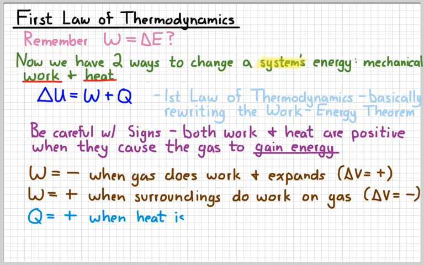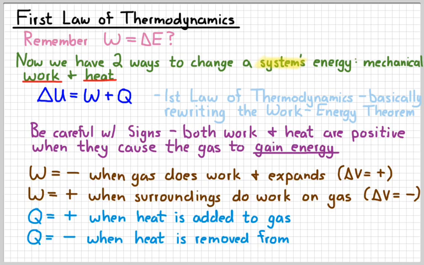Q, or heat, is positive when heat is added to the gas, like when we heat it up with a flame. Heat is negative when heat is removed from the gas, like when we take the cylinder of gas and rub it with ice cubes. Heat would be leaving the gas, warming up the ice cubes in that situation.